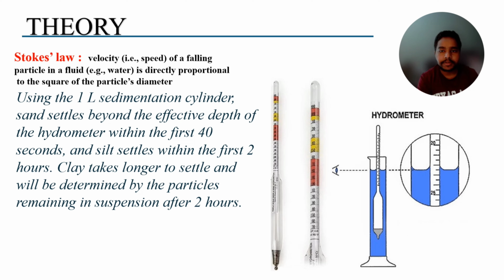One method is based on the concept that the bigger they are, the faster they fall, which is a simple way of stating Stokes' law. Stokes' law states that the velocity or the speed of a falling particle in a fluid is directly proportional to the square of the particle diameter. We will be using a hydrometer to determine the soil texture.